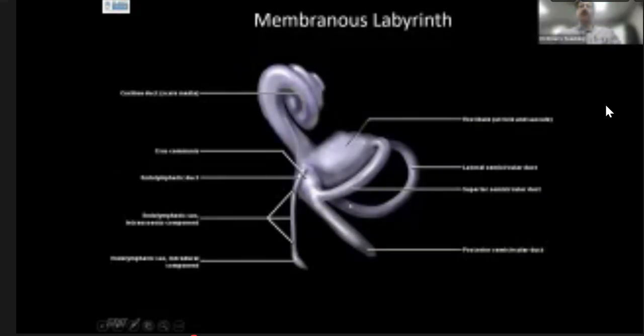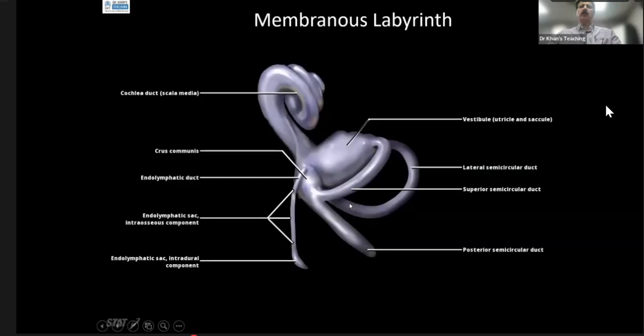Some of the names are common, for example, cochlea and vestibule. So there will be a bony labyrinth or an exoskeleton and an internal skeleton which has got fluid. The fluid will be well seen on MR and the bony component will be well seen on CT scan. So this is the cochlea, which has got 2.5 turns.